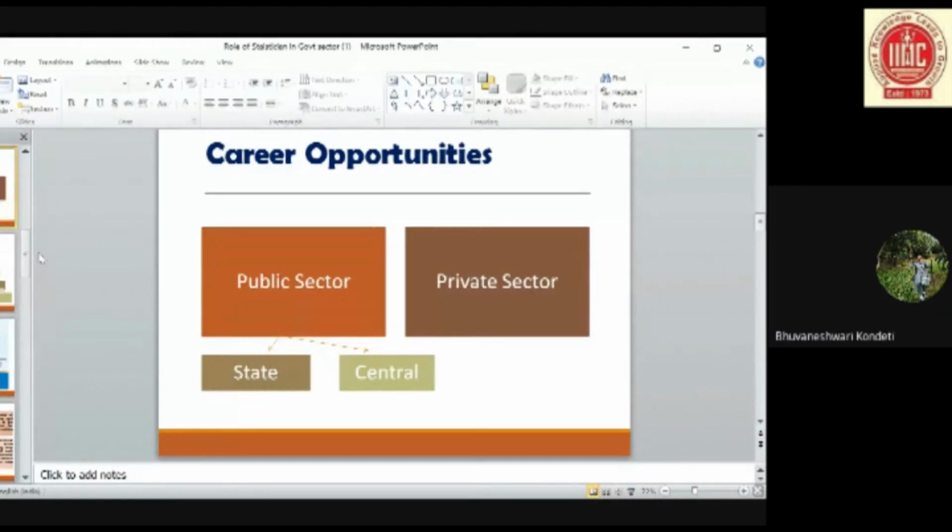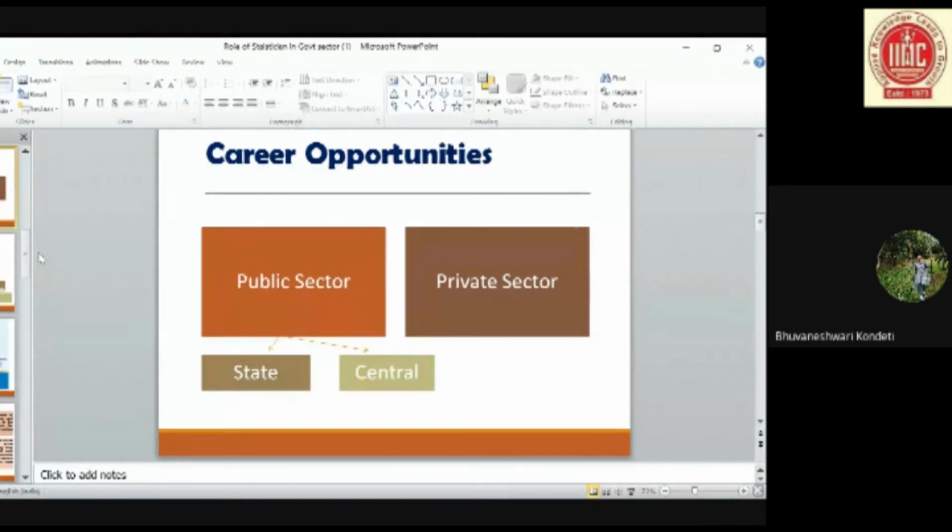In the public sector, we have two things, that is central and state. Under the central government, we have the top level job, that is the Indian Statistical Service. This ISS we call. This is equivalent to the civil services exam, IAS, IPS, same as ISS. Okay, your pay scale will be much more, and this is a top level job in India. And the basic educational qualification required to apply for this job is a bachelor's degree, so you all can apply.